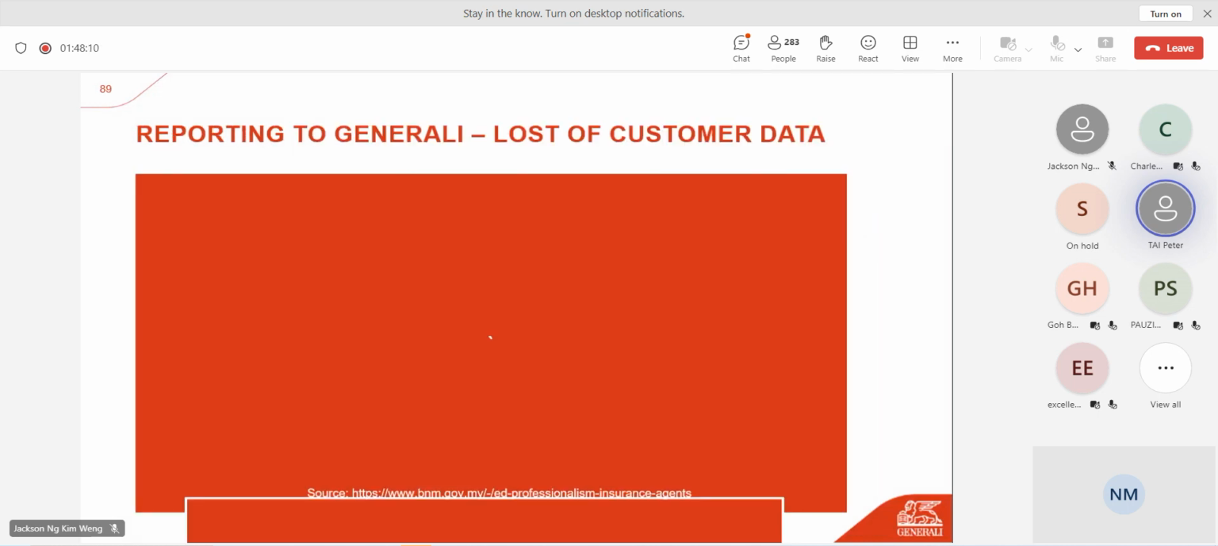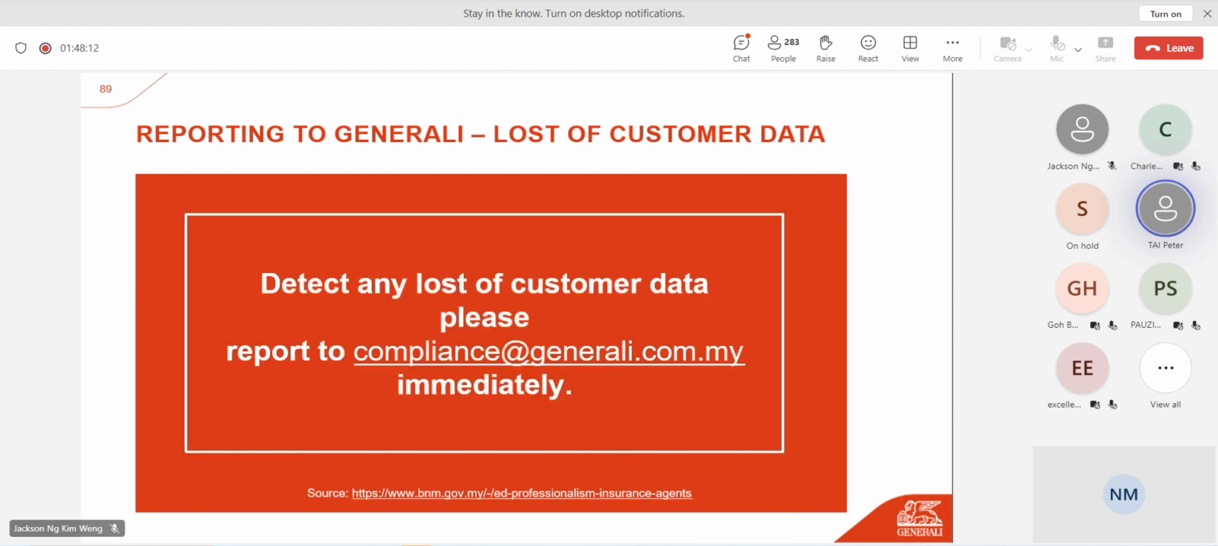Next. Okay, so in the event you lose any of your customer data, how would you lose your customer data? If you store your customer data on your phone, and then you lose your phone, or your phone is hacked, then you lose all the data. If you've saved all the data of your customer in your laptop or your home desktop computer, and it is corrupted or hacked, then all your data is lost. That is a loss of data.